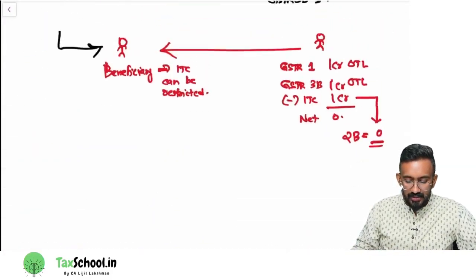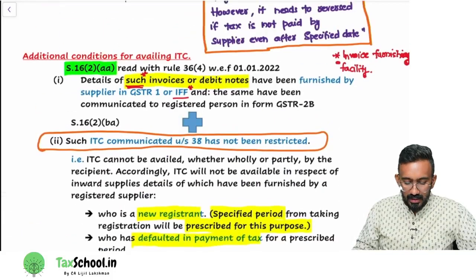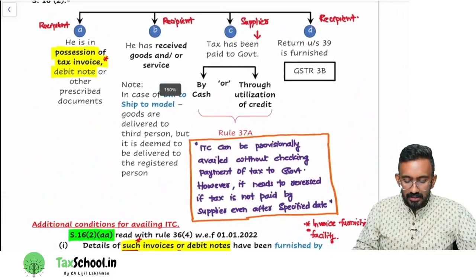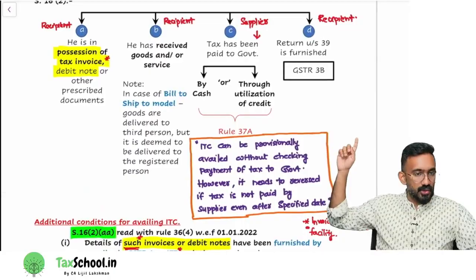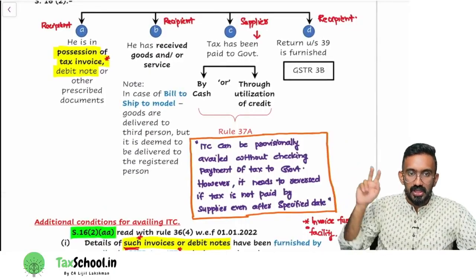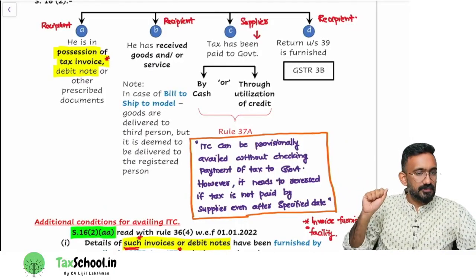So two conditions that we have looked into. Let's look at it. So we have looked into clause A and clause B. You should be in possession of invoice. Clause B says that you should have received goods or services.